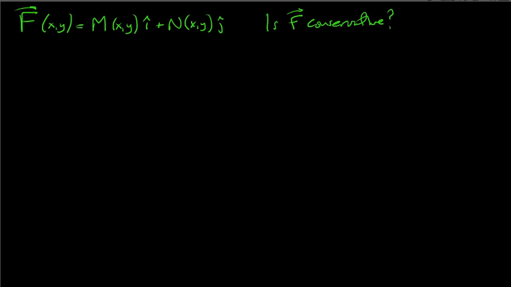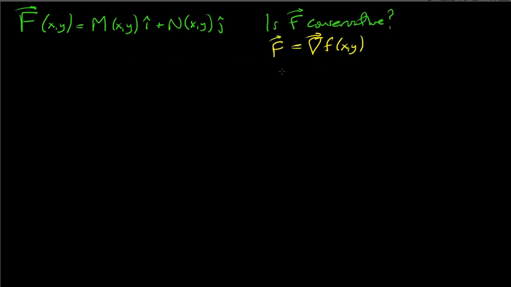Okay, so we're given some generic vector field with components m and n. So this is a vector field in the plane. We'll go back to the vector fields in space in just a second. So the question is: is this vector field f conservative? And again, that's not a simple question to answer, because we literally have to find our little f, our potential function. And remember how we do that.